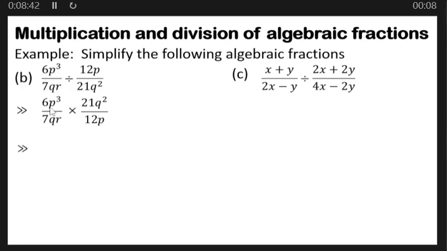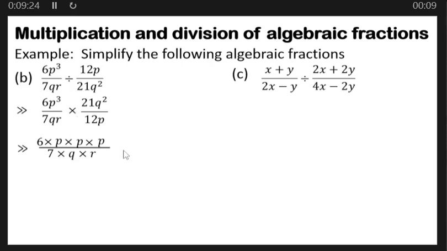So when you have 6p power 3, this one can be expanded. It means 6 times p times p times p. So here p power 3, it means p is being multiplied by itself how many times? 3 times. And 6 being closer to p, it means between 6 and p there's multiplication. We will say over, then this one also means between 7 and q there's multiplication, and between q and r there's also multiplication. So we'll have 7 times q times r.